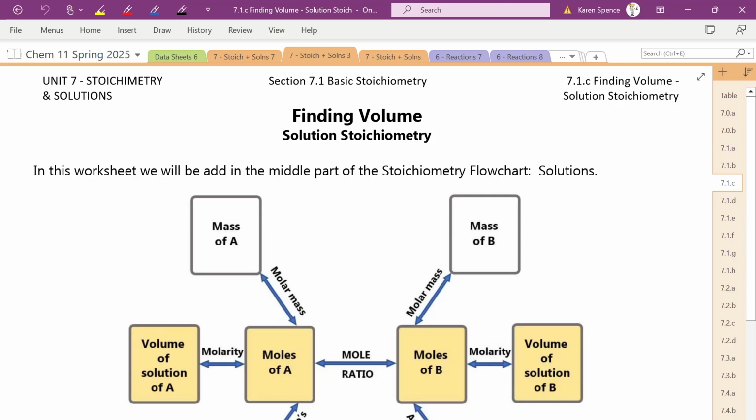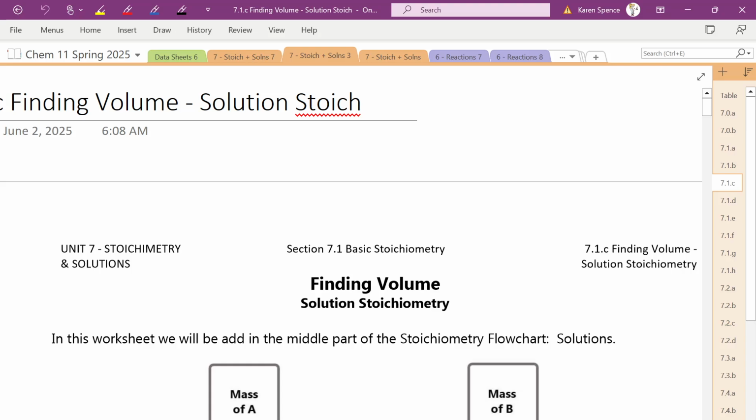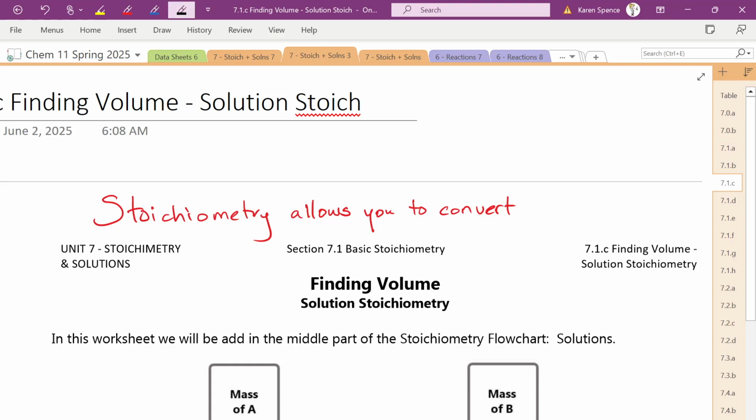So last day, we started learning about stoichiometry. And what is the key idea about stoichiometry? Stoichiometry allows you to convert what unit to what unit? Moles of A to moles of B.